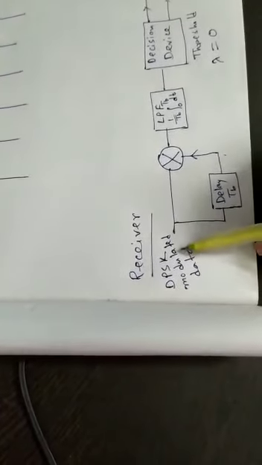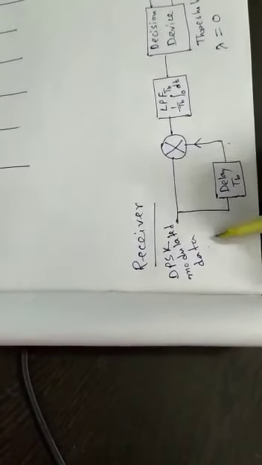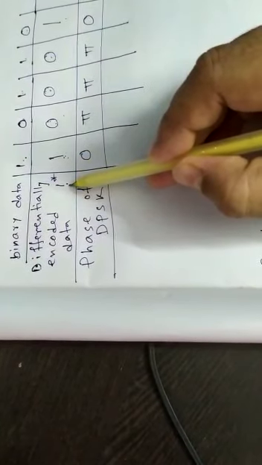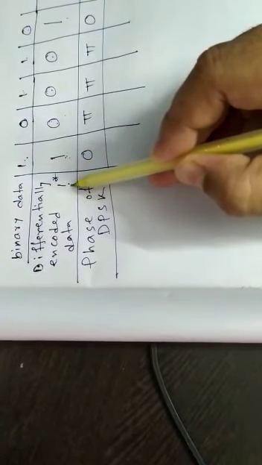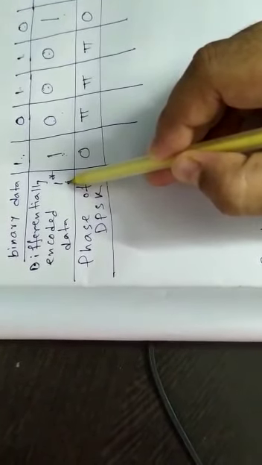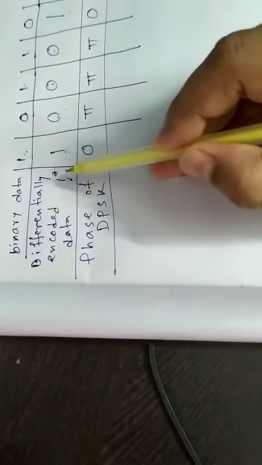So first, the DPSK modulated data is multiplied with the previous data. We already considered here the previous data is 1. So what is the phase of this previous data? As it is 1, the phase of this previous data is 0, because 1 is represented by 0 degree phase shift and 0 is represented by pi phase shift. So the previous phase shift is 0 degree.